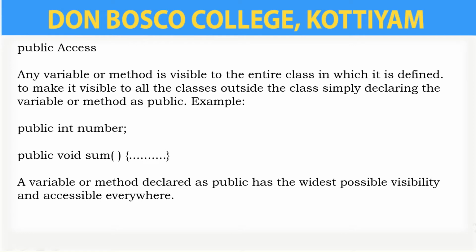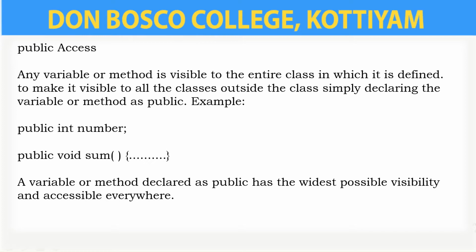First one is the public access. If we want to make the variable or method visible to the entire class, then we will declare that variable or method as public. To declare a variable as public, for example, public int number, we first mention the access specifier, then the data type, and then the variable name.